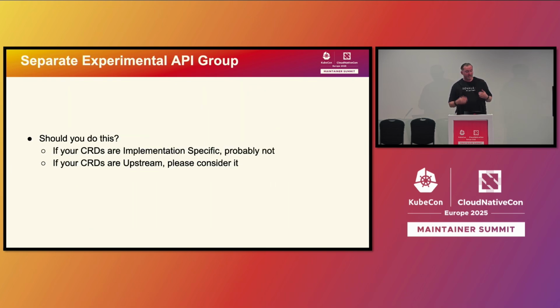Okay, so yeah, should you do this? If you were writing implementation-specific CRDs, no, this is way too much overhead. You should not bother, right? Don't do this unless you're writing an upstream CRD where you really need multiple controllers to be able to coordinate using the same specification, right?